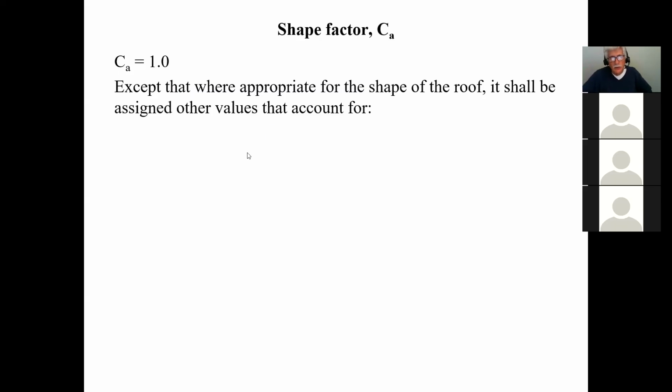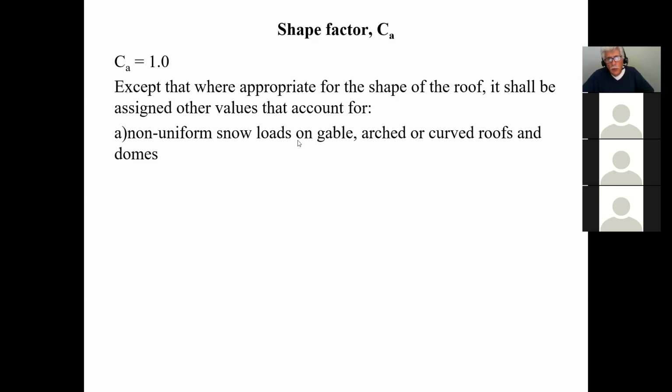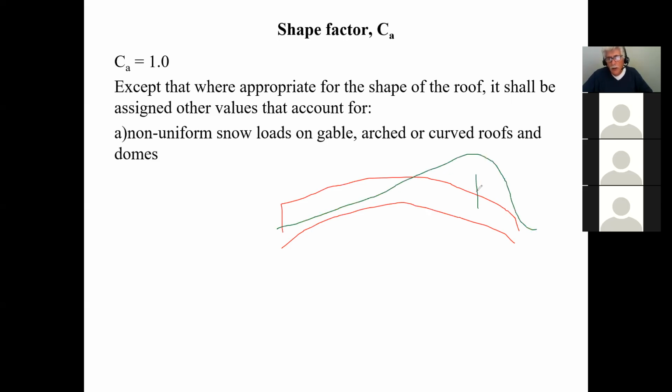So these are the situations: non-uniform snow loads on gables, arches, curved roofs and domes. Believe it or not, guys, just to make you understand, you might not realize this, but if I have a dome roof like this, instead of assuming that the snow load is going to be uniform all the way across, this is what actually happens on a dome roof. The snow can actually do this. It has a higher accumulation on this side. I don't want to get into it, but that's because of how the vortices and the wind behave.